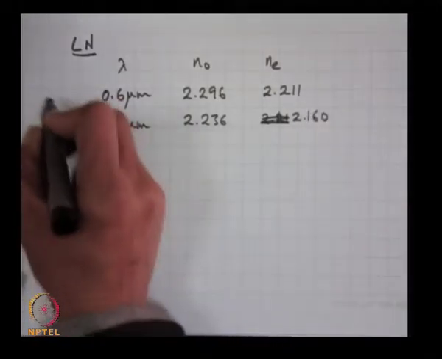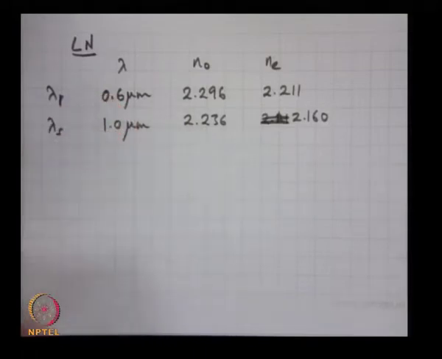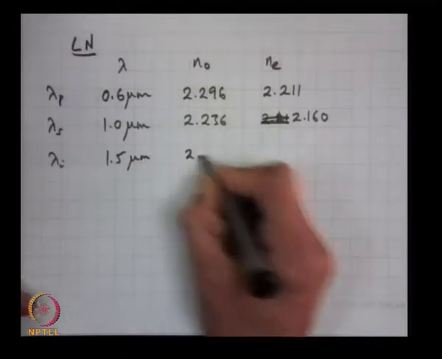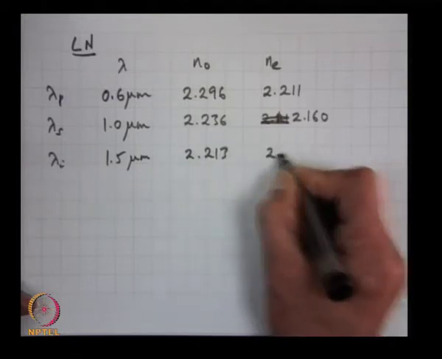So if this is the pump, and this is signal, what will be the idler wavelength? Can you calculate? What will be the wavelength of the idler? How much? 1/0.6, yes. Please be careful with the calculations. 1.5 micrometer, okay? So at 1.5 micrometers the ordinary index is 2.213 and the extraordinary index is 2.140.